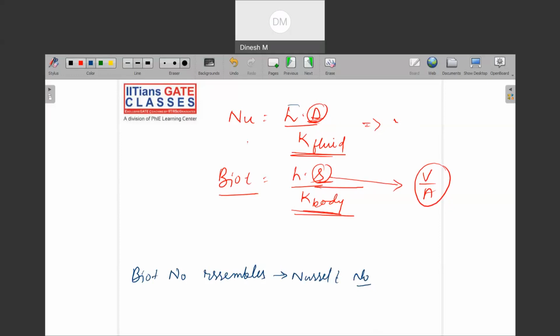Why? Because I can see the H into S upon K form is in both, but here things are different. When we are talking about Biot number, then we are talking particularly about the body, but here we have the body and the fluid interface. Okay.